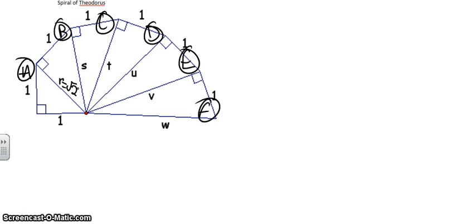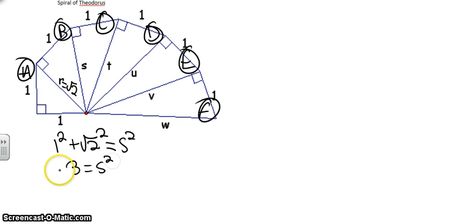So when you want to solve the hypotenuse and you know two other sides, you use the Pythagorean theorem. So to start, you do one of the legs, which is 1, and square it, and then plus square root of 2 and square it, and then s squared. Then you add it together and it ends up being 3 equals s squared, and you square root it, and then s equals square root of 3 because you leave it in radical form.